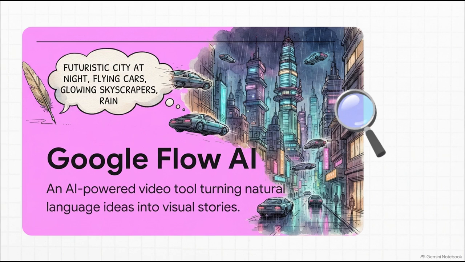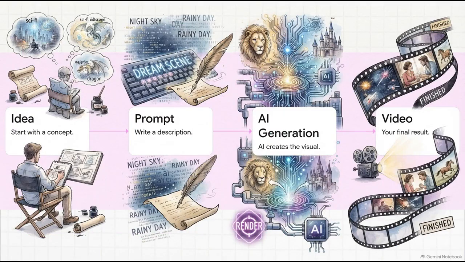Say you want a futuristic city at night. You just describe glowing skyscrapers, flying cars, rain slicking the streets, and the AI uses that. This perfectly illustrates the massive shift in how production works now. You go straight from your idea to the prompt, to the AI, and boom, finished video. You don't have to manually go out and record every single frame anymore.